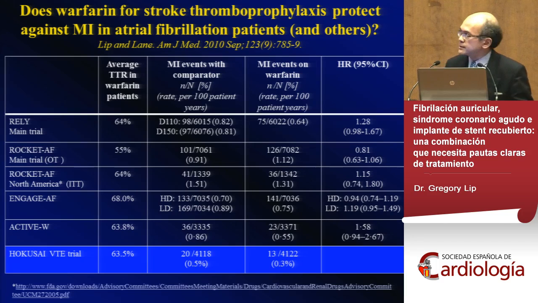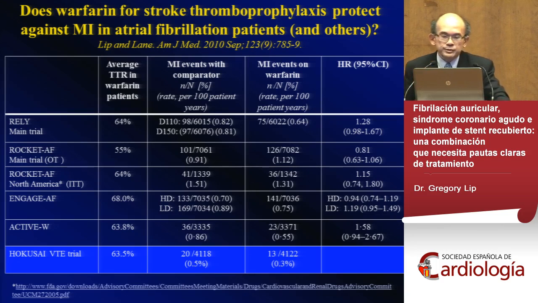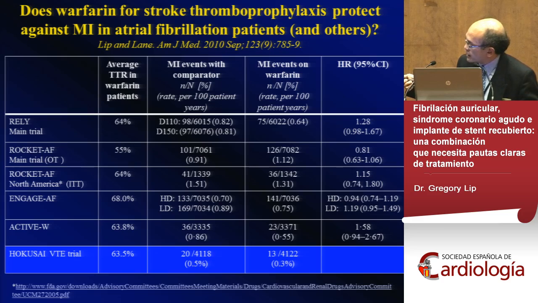the warfarin-treated patients. In ENGAGE, another factor 10A inhibitor with edoxaban, TTR in the warfarin arm was very good, 68%. But you'll see here now, in terms of the high-dose strategy, the 60-milligram arm, 0.7%, but in the low-dose strategy, which is 30 milligrams edoxaban, 0.89% per year, compared to the warfarin-treated patients, 0.7% per year. So numerically, with edoxaban 30 at least, a larger number of MI patients in the edoxaban-treated patients compared to warfarin.